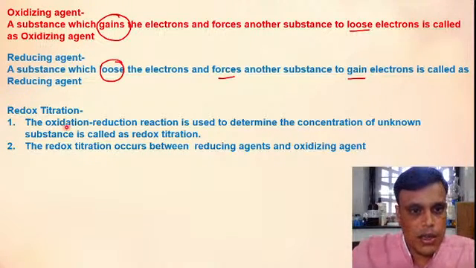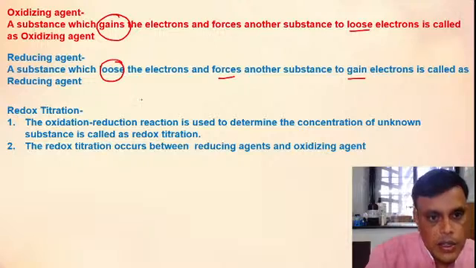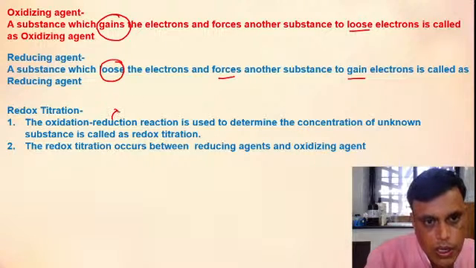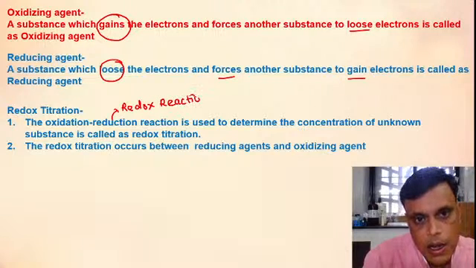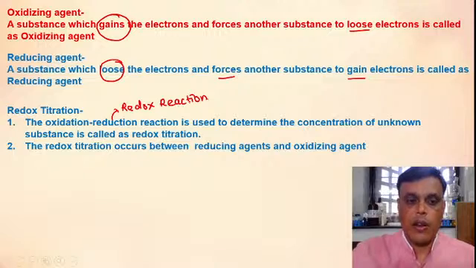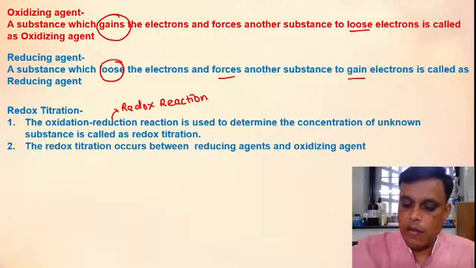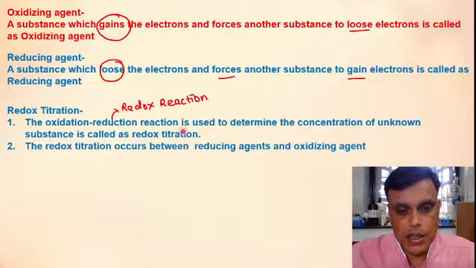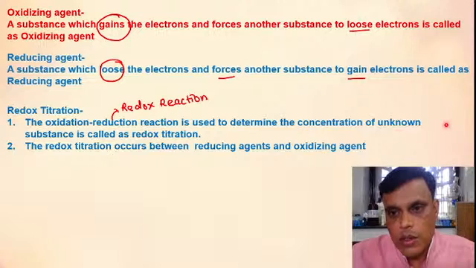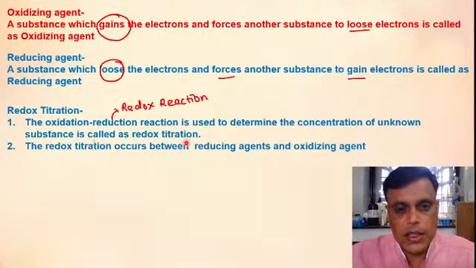When the oxidation and reduction reactions are together, it is called as a redox reaction. When this oxidation and reduction reaction, or redox reaction, is used to determine the concentration of unknown substance, it is called as a redox titration.